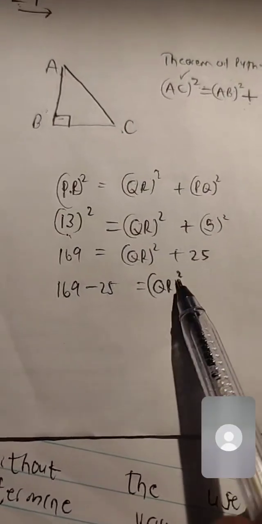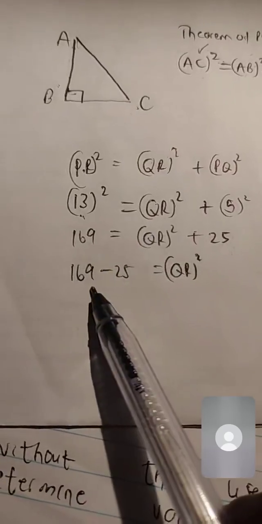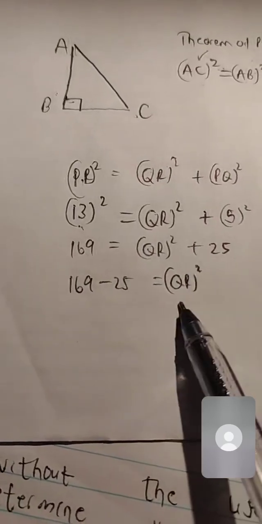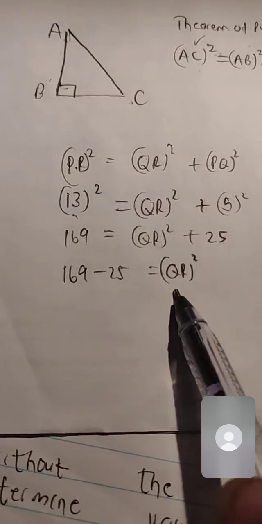Then we are able to isolate QR on its own. Whether it's isolated on the left or on the right doesn't matter. I know some people are obsessed with the left, but QR is isolated on the right. It is positive, so it's fine. Okay.